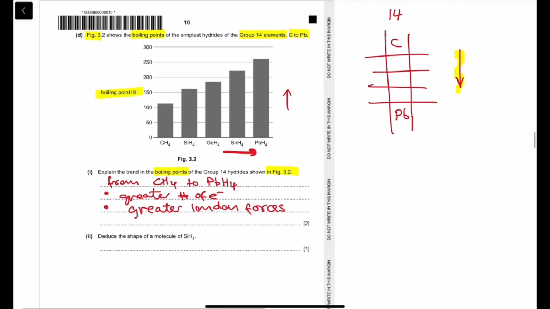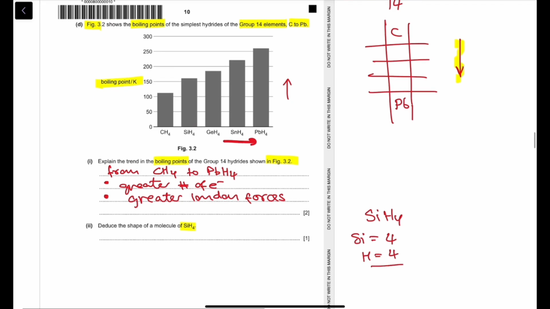Down here it says deduce the shape of a molecule of SiH4. So silicon has 4 outer electrons. There are 4 hydrogens. So there is a total of 8 electrons in the outer shell. Divide this by 2 to find the number of electron pairs. There are 4 electron pairs, and we're bonding silicon to 4 hydrogen atoms. So there must be 4 bonding pairs. Therefore, we get the following shape. And this is what we call a tetrahedral shape.